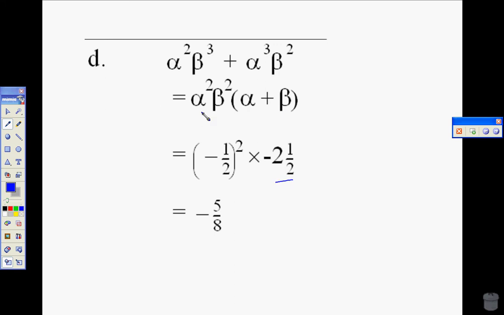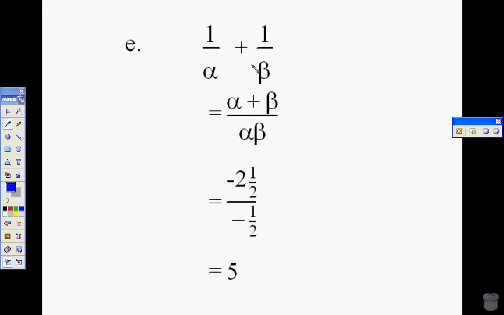We can look at alpha squared beta squared as alpha times beta all squared. Alpha times beta is minus a half, square it, and we get positive a quarter, times minus 2.5 will give us 5/8, minus 5/8.